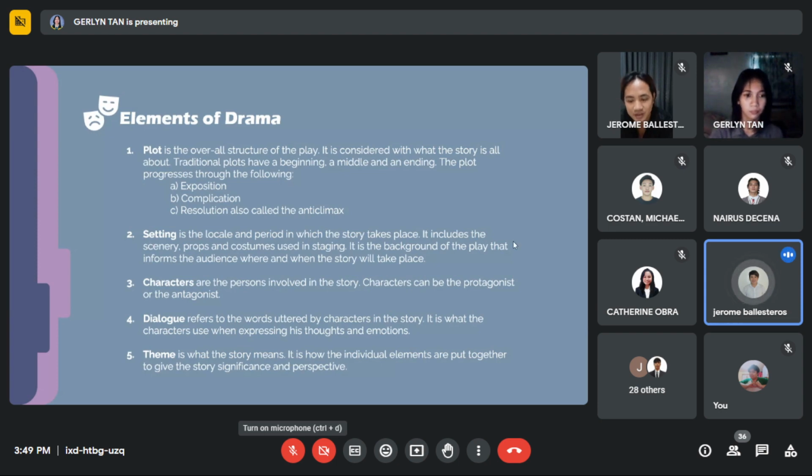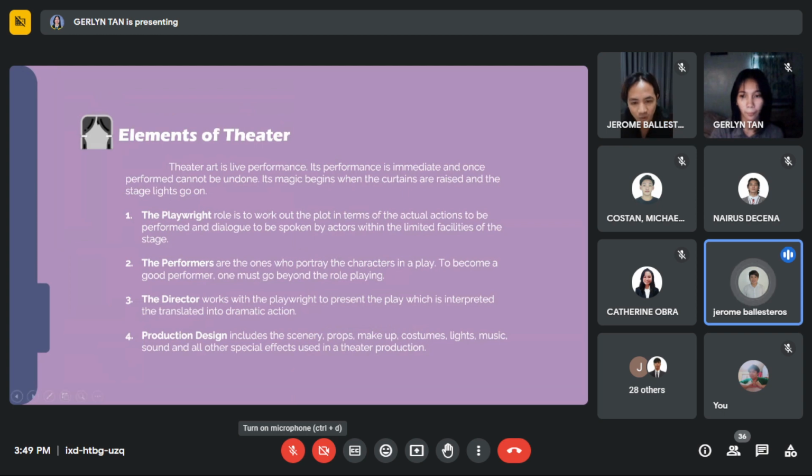Next, we have the elements of theater, wherein hindi mo mabubuo ang isang magandang istorya kung wala tong mga tao na to that they contribute to that certain story. Okay? We have there the playwright. Si playwright ay siya yung writer. Okay? Siya yung gumagawa ng plot. Tandaan po natin yan. Somehow si playwright kasi it's also the author of that story.